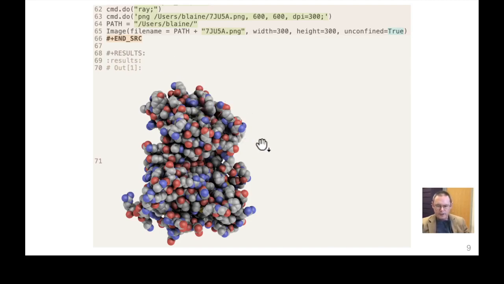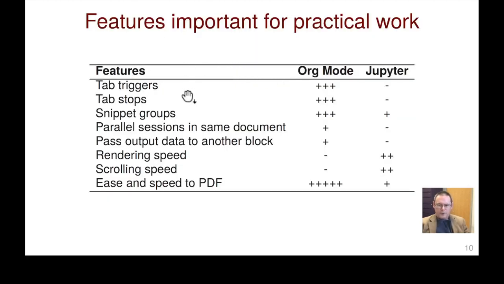The downside of this is if you have a large number of these, the org file can lag quite a bit when you try to scroll through it. So you need to close up these result drawers and only open up the ones that you're currently examining. These are features I think are important in practical work. The plus is a feature that's present, minus is absent. I think tab stops and tab triggers are really important. Triggers are important for the fast insertion of code. Tab stops are important for complete, accurate editing of code, or address the rendering speed and scrolling issue. I think the way around this is just to export the org document to a PDF file and do your evaluation of different images by examining them in the PDF rather than the org file. The path to a PDF is lightning fast in Emacs compared to Jupyter, where it's cumbersome in comparison.